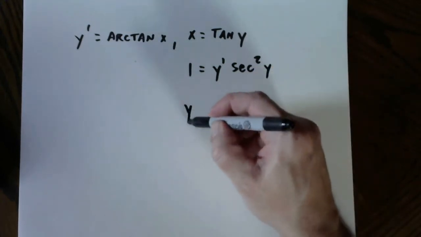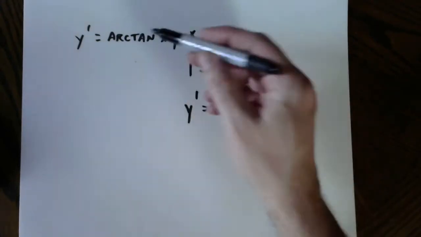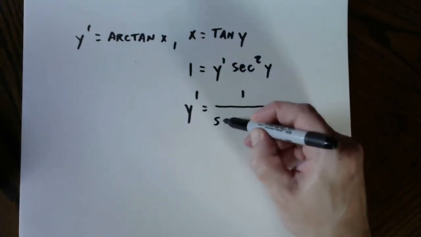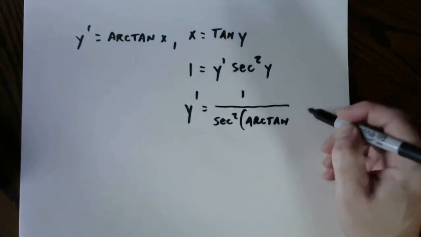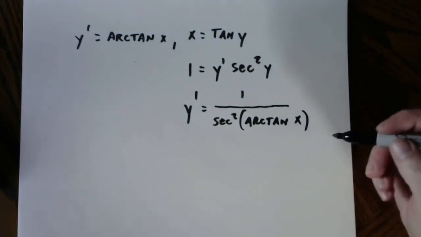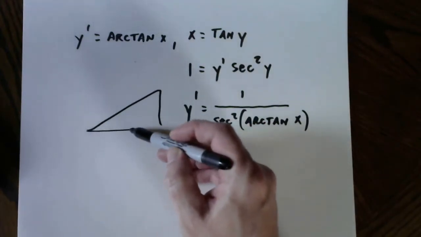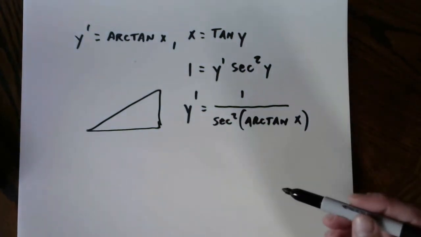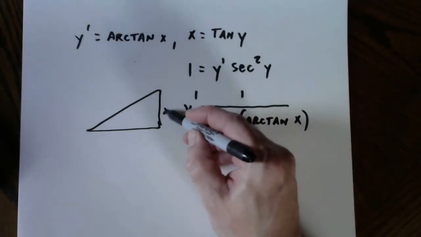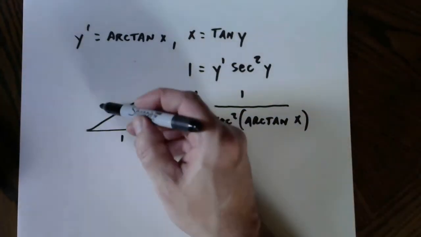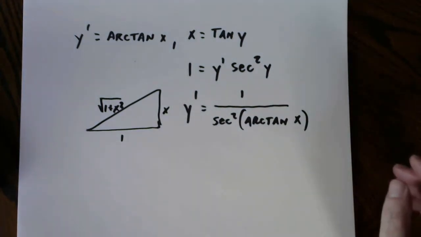So y prime is 1 over secant squared of y. Triangle problem to find out what this denominator should look like. What's in parentheses? An angle. What angle? I don't know. It's got a tangent of x, opposite to adjacent. Once again, I can now find this side. That's okay. 1 plus x squared under the root.